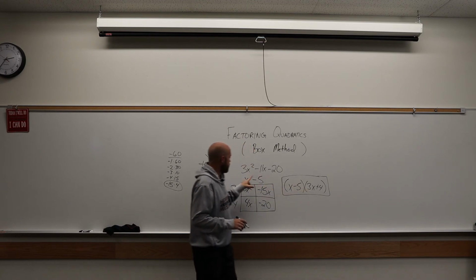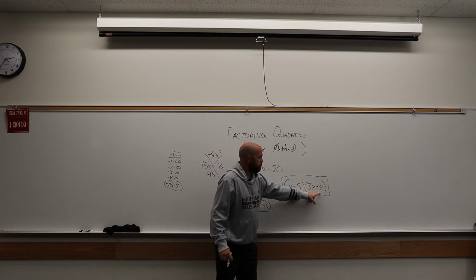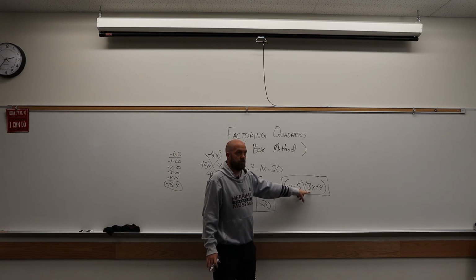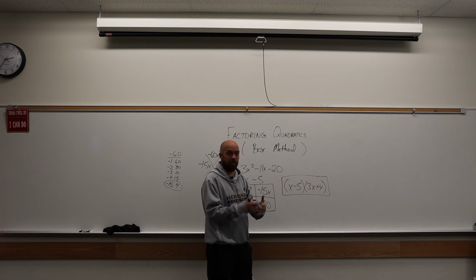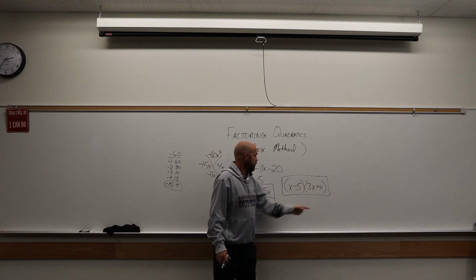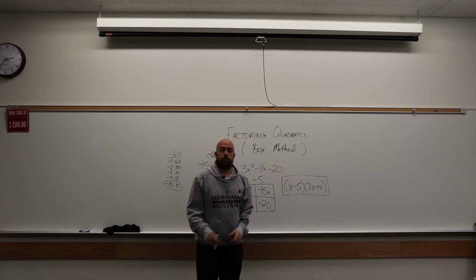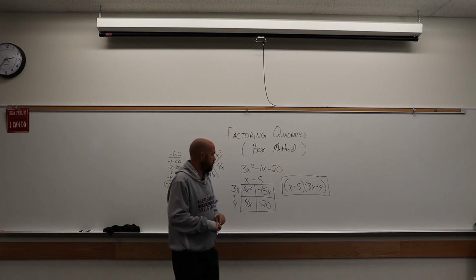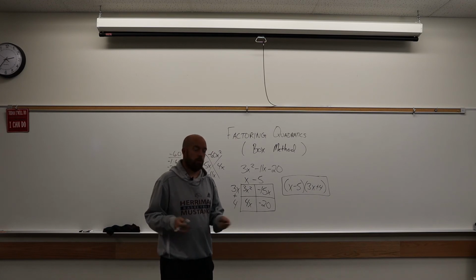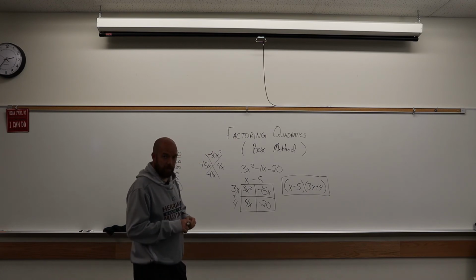X times 3x is 3x squared. X times 4 is 4x. Negative 5 times 3 is negative 15. So I have a negative 15x and a 4x, which adds to get negative 11x. And then negative 5 times 4 is negative 20. It came out right, and it worked. So just a really quick little method, box method. Kind of cool in a very nerdy kind of way, of course.